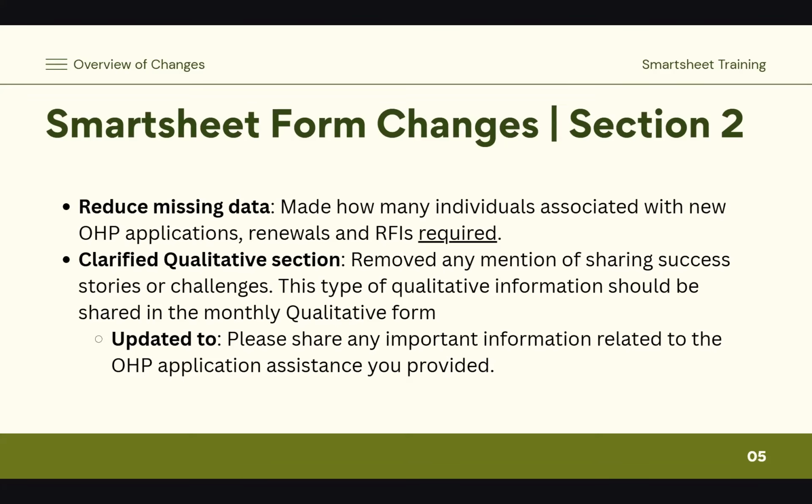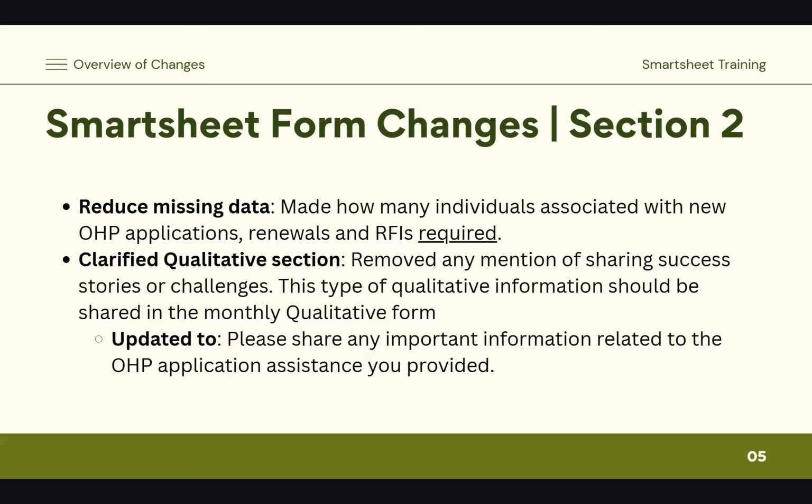Okay, so section two, we're gonna just dive right in here. Section two, if you recall, or if you can think about the different sections in the Smartsheet, section one is that basic information section, asking about the date that the person was assisted and the county and the language and all of that. Section two is focused on the application assistance. And so whether you're helping someone to apply for OHP or there's a case change, a request for information, or a renewal.